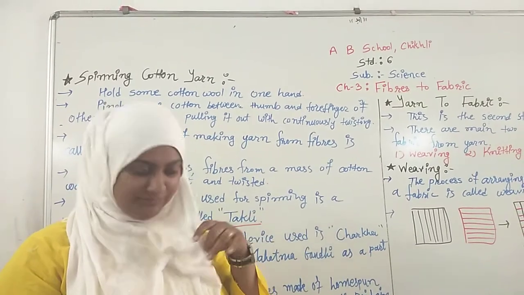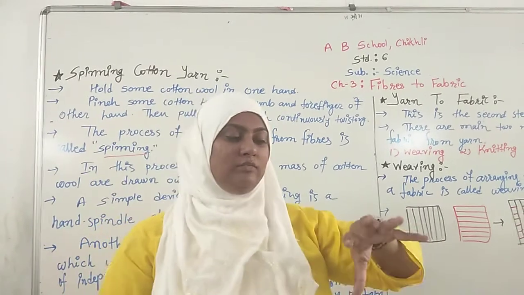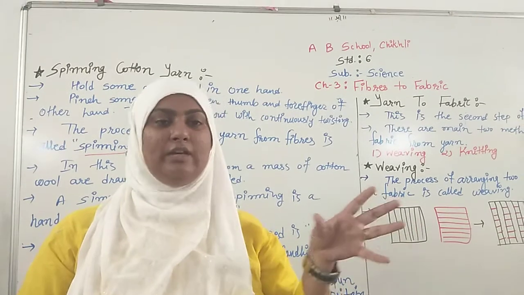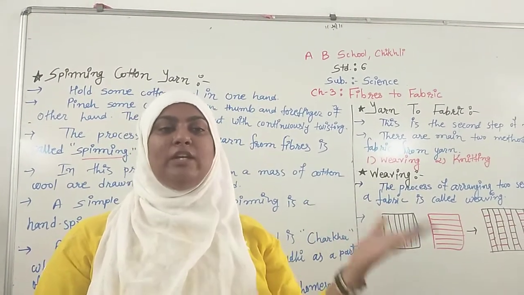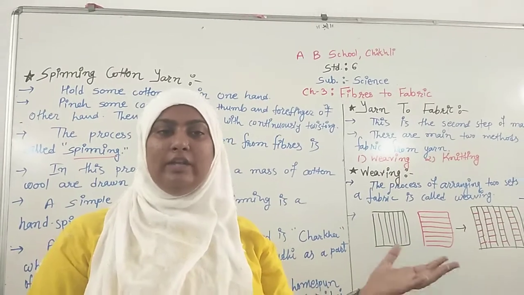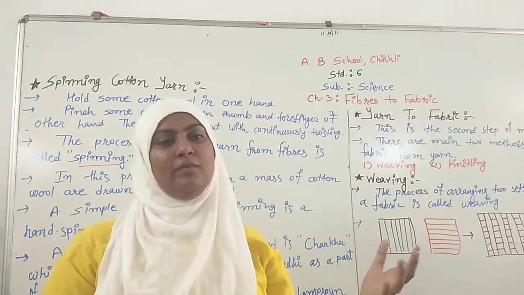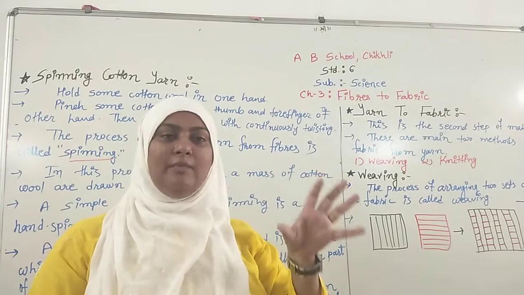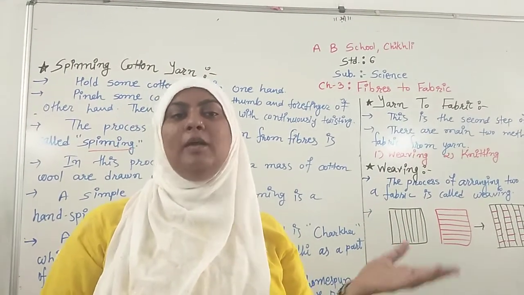When the stem is cut, it is immersed in water. After a few days, the stem rots, and after drying, we separate the fibers from the stem. That is how we separate the fibers of cotton and jute from their plants.